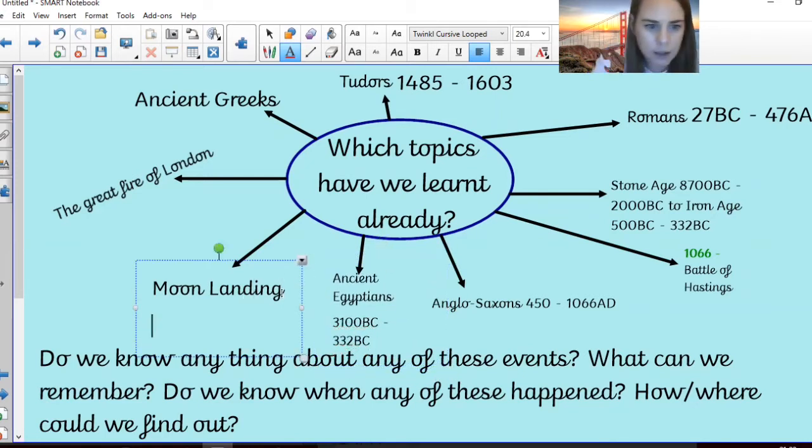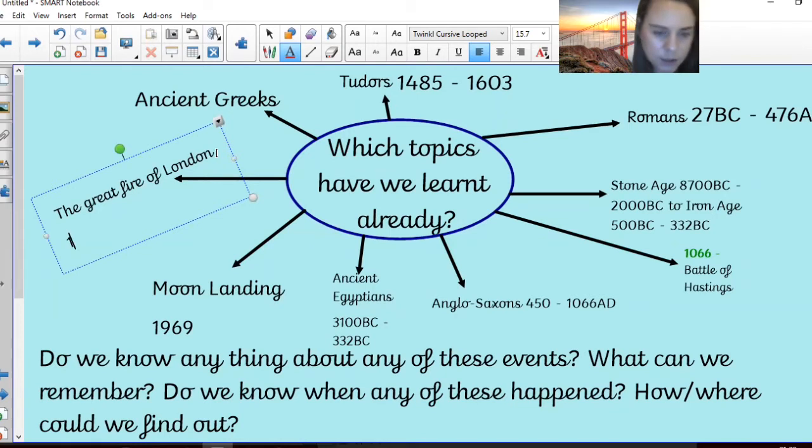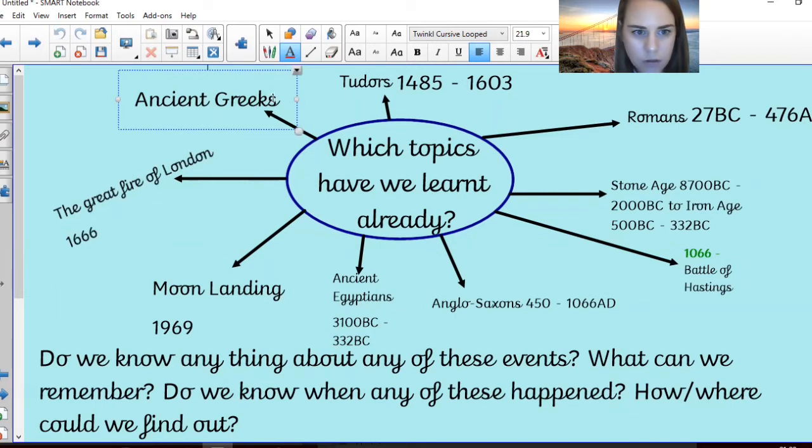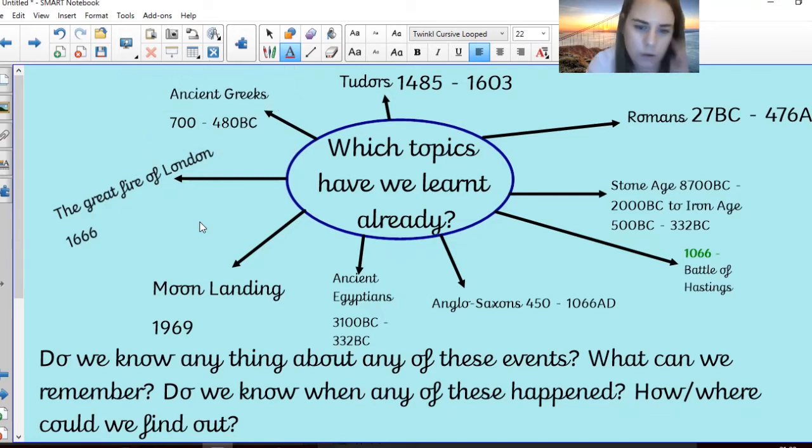Moon landing, I had 1969. The Great Fire of London, I had 1666. And the ancient Greeks, this one took me a while to find, but I found 700 to 480 BC. Those were the ones that I found. You might have found something different. Hopefully we've got the same, and that means that we've got the correct answers.